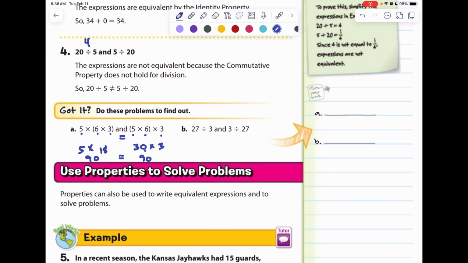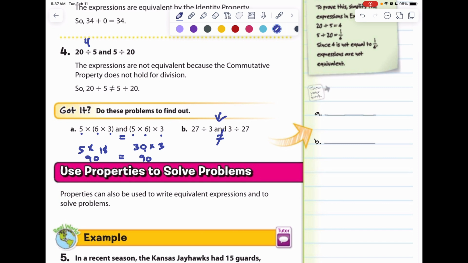What about this one? So I see commutative property. They switch the order of 27 and 3, but it's division. Commutative property does not apply to division. Okay, so I already know they are not equal. Okay, but let's prove it.